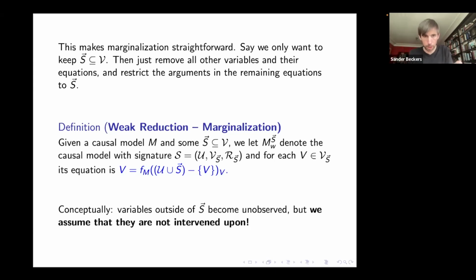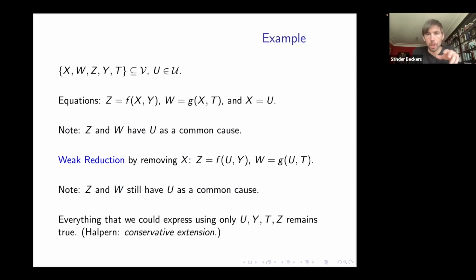So note in particular that the function fm is the composition of all the functions of our original model, also the functions of those variables that we've removed. So the variables are still somehow implicitly there in fm. Okay, this is a weak reduction, and I've shown you how we can express it. This is not very far removed from what we were looking at earlier. This is an example. I'm going to have to skip that.